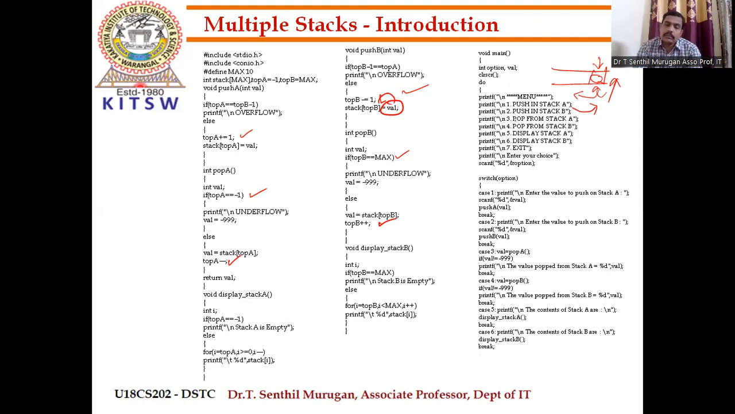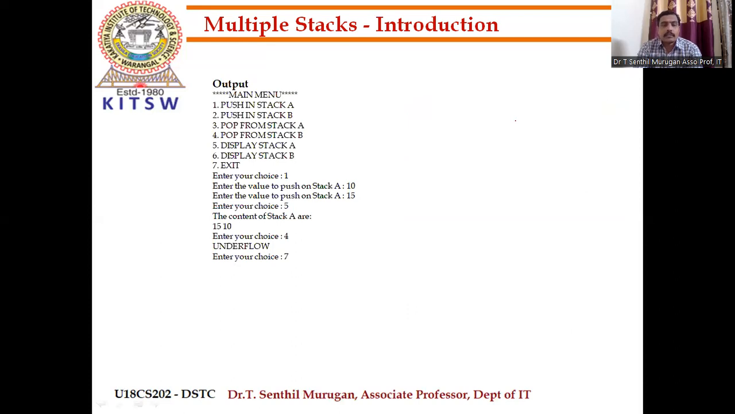Okay, so how the multiple stack is working, we are seeing using the C program. Clear? After this, it will show the output like this. If you give choice 1, it will insert the value for stack A. If you change the choice, if 5 is given, it will print the values of stack A. 15, 10 will be printed.